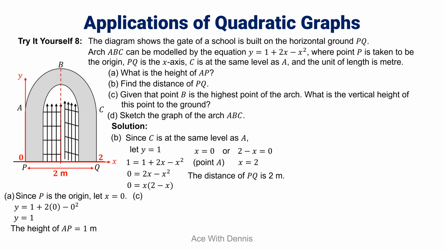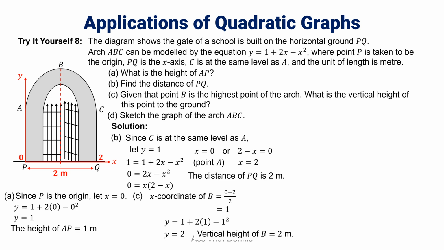C. So this vertical line will be the line of symmetry of the arch ABC. And the x coordinate of B will be the middle of 0 and 2, which is 0 plus 2 divided by 2, we get 1. Hence the y coordinate will be y equals 1 plus 2 times 1 minus 1 squared, which is 2. So this tells us the vertical height of B is 2 meters.